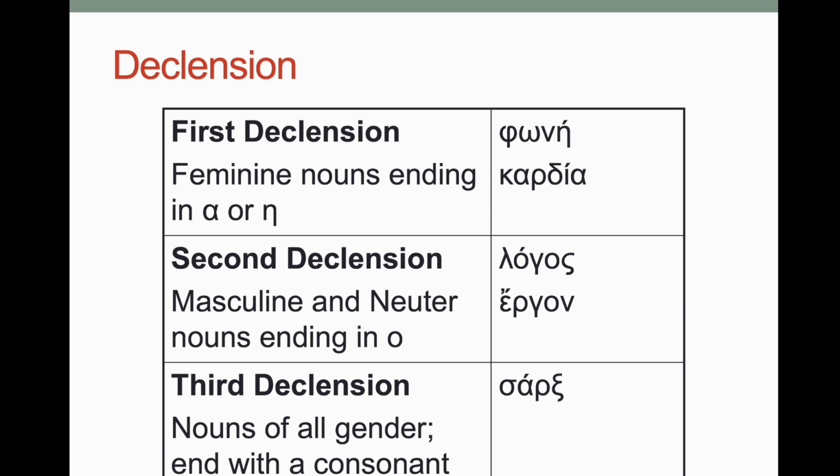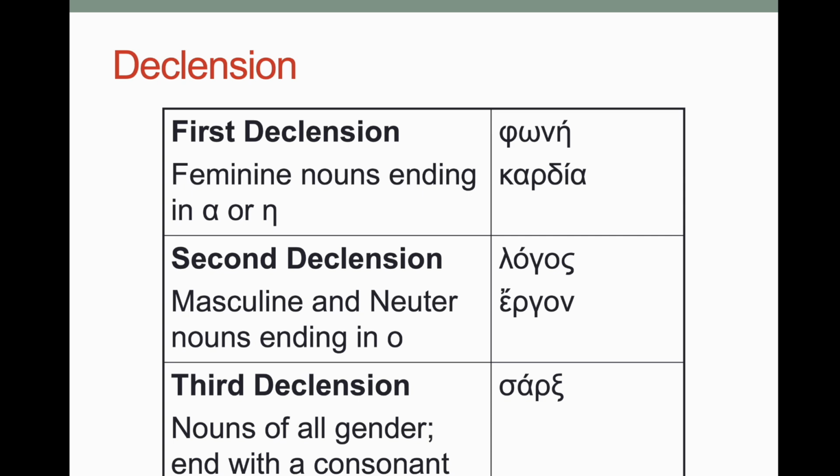In Greek, we talk about a word called declension. Declension is a pattern of endings that go on the end of a noun. And there are 3 major basic patterns or categories of nouns in the Greek language. First declension nouns are feminine nouns ending in an alpha or an eta. That's what we're learning about today. 2 examples are phone ends in an eta, or cardia ends in an alpha.